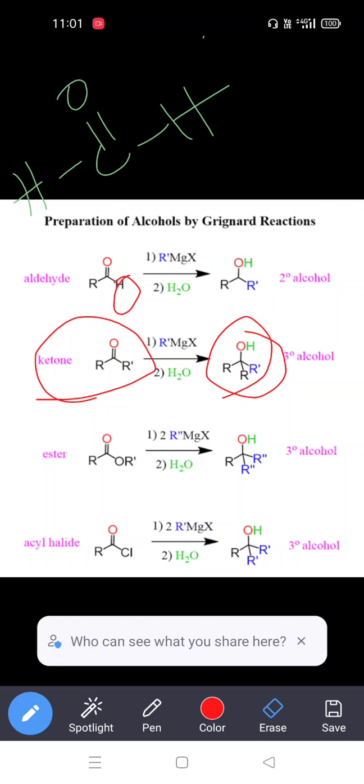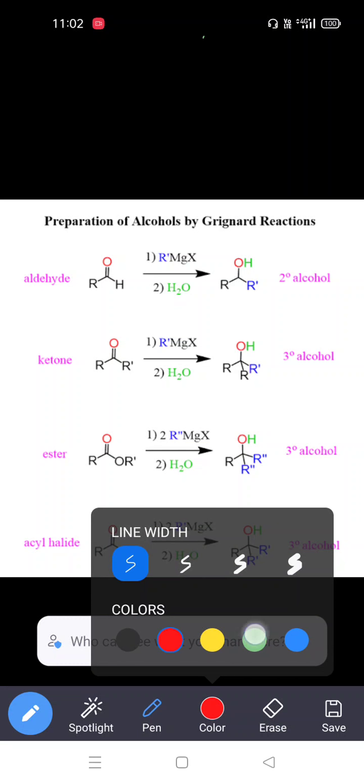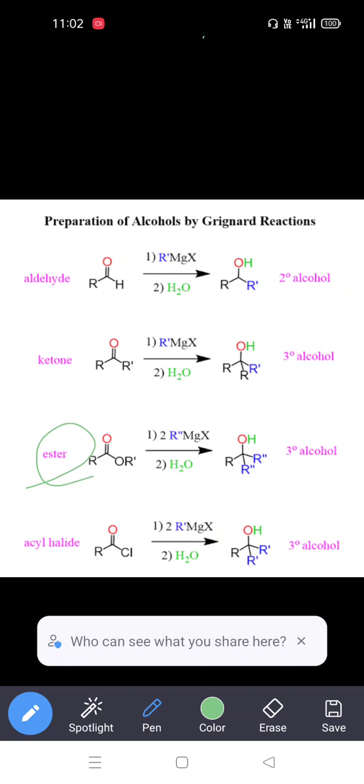So that is the main important preparation of RMgX: alcohols, primary, secondary and tertiary alcohols. So the next one, ester. So this is the ester. We take this ester and react it with 2 moles of RMgX.